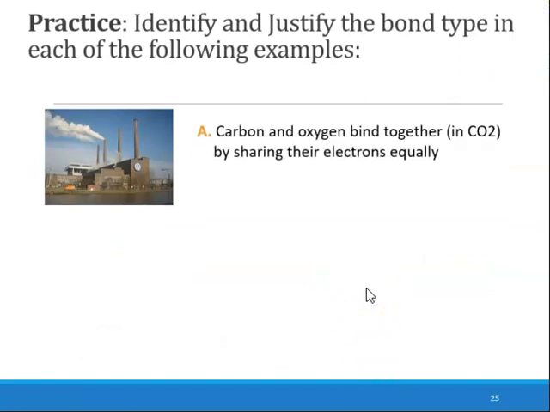So take this slide to identify and justify the bond type in each of the following examples. If we have carbon and oxygen that bind together in CO2, these share their electrons equally. What type of bond would that be? Would that be a polar covalent bond or a non-polar covalent bond?